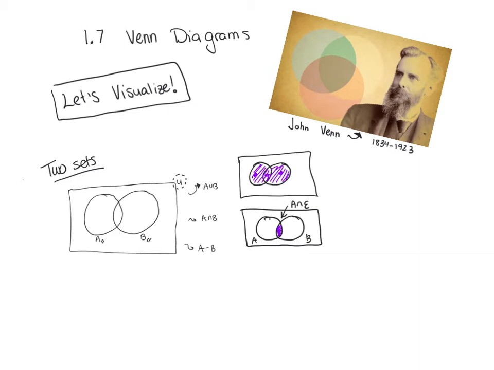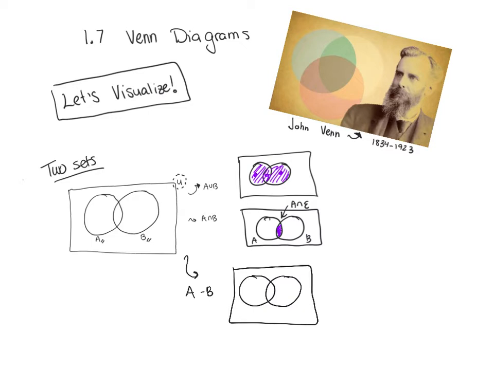And finally, for the set difference, let's move this down a little bit so we can see it. If I want to do A minus B, I draw our Venn diagram. I'm going to take all of the stuff in A, but get rid of the stuff that's in B. So I'm just left with the stuff that's in A but not in B.